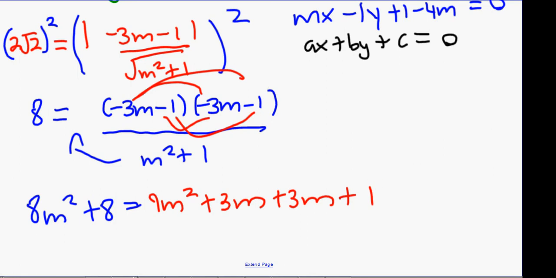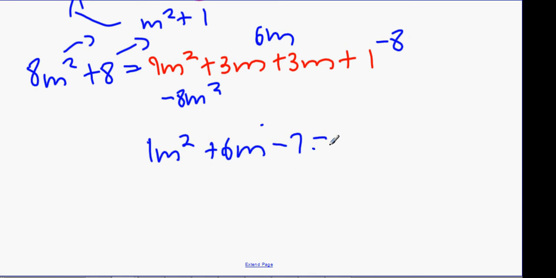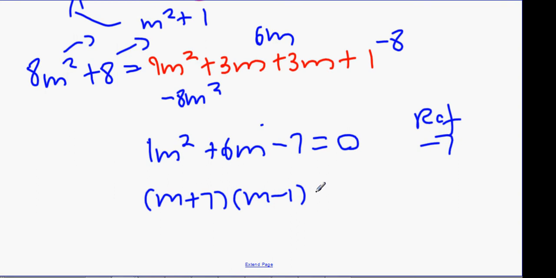Bring it all to one side. That's 6m here. So it's going to be 9m squared minus 8m squared gets me 1m squared. 3m plus 3m, still 6m. 1 minus 8 gets me minus 7 equals 0. That's my equation. (m plus 7)(m minus 1) equals 0. So m equals minus 7, m equals 1.